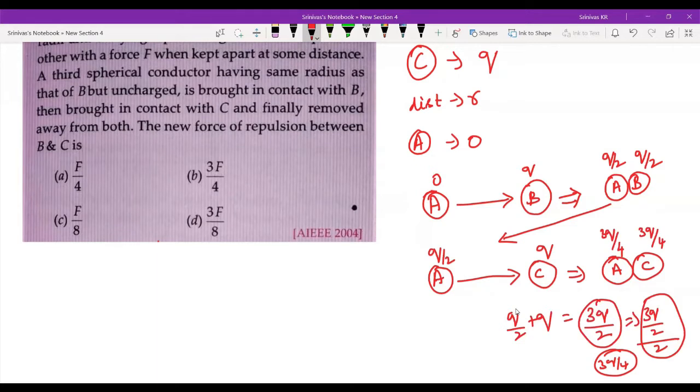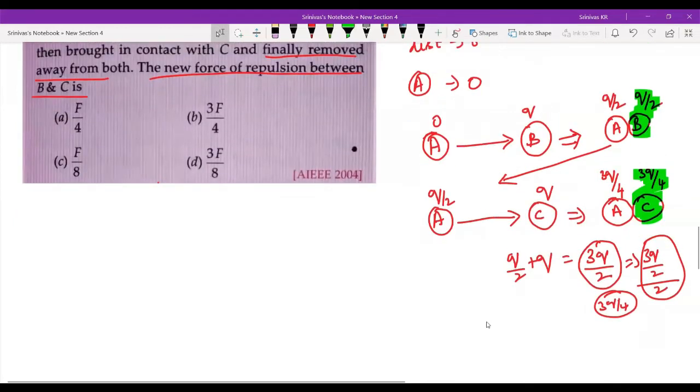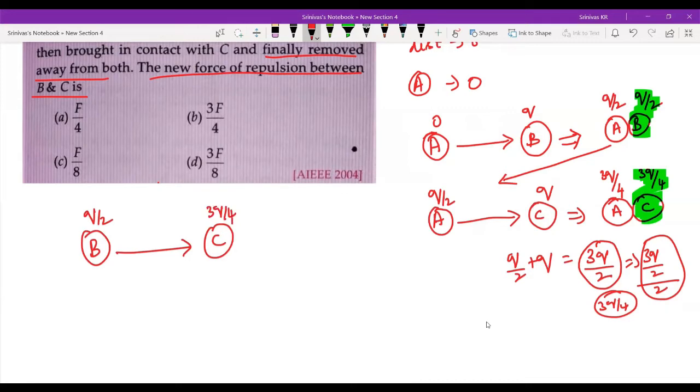Now A is finally removed away, and we need the new force of repulsion between B and C. Now from this we are taking B and C and seeing what will be the force of repulsion. So B, what is the new charge here? Q by 2, and C, what is the new charge here? 3Q by 4. Between these two, what is the force of repulsion? I need to find it.